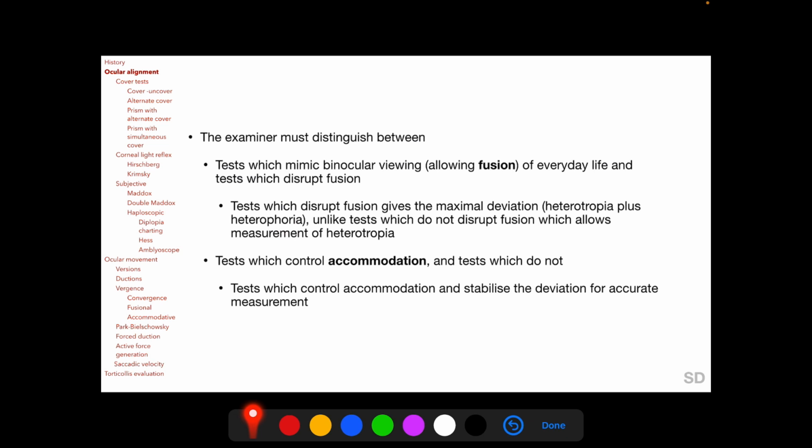The examiner must also be able to distinguish between tests which control accommodation and tests which do not. Accommodation contributes to deviation because of its association with convergence in the near triad. Tests which control accommodation stabilize the deviation between the two eyes and thus allow accurate measurement of the deviation. So before performing any of the tests for ocular alignment, we must know whether the test allows fusion or disrupts fusion, and whether the test controls accommodation or not.